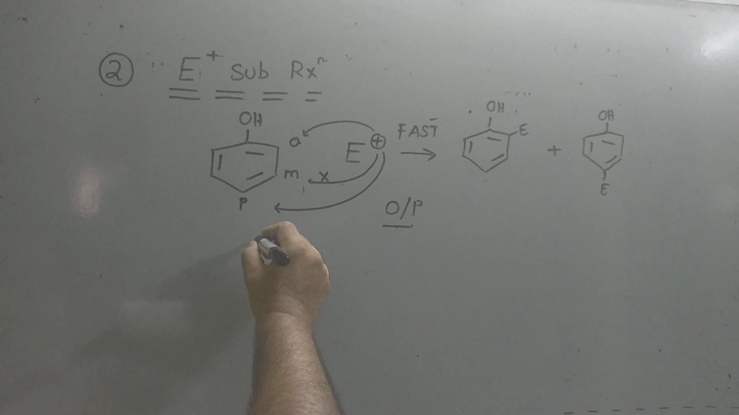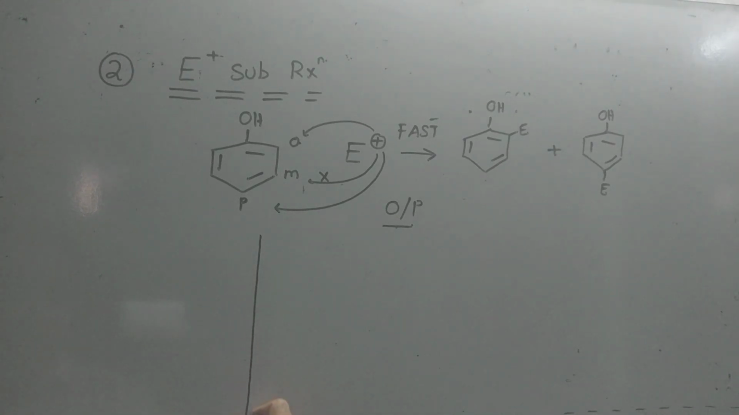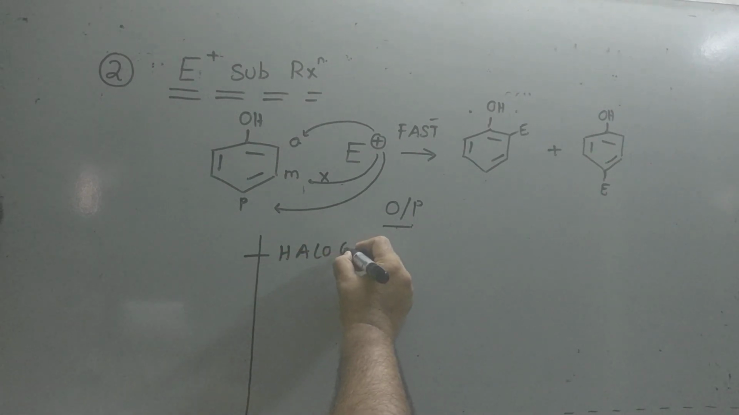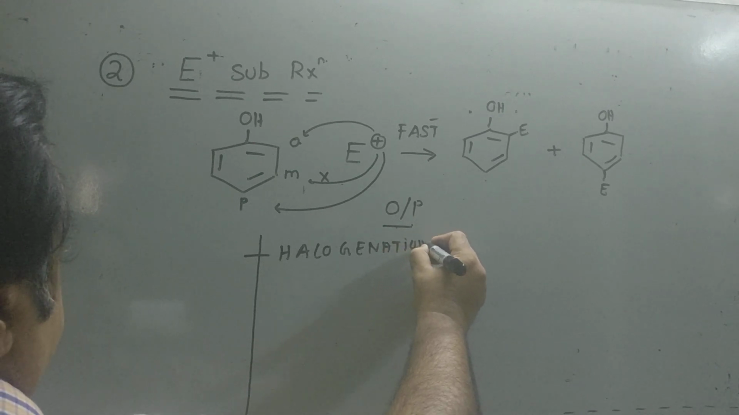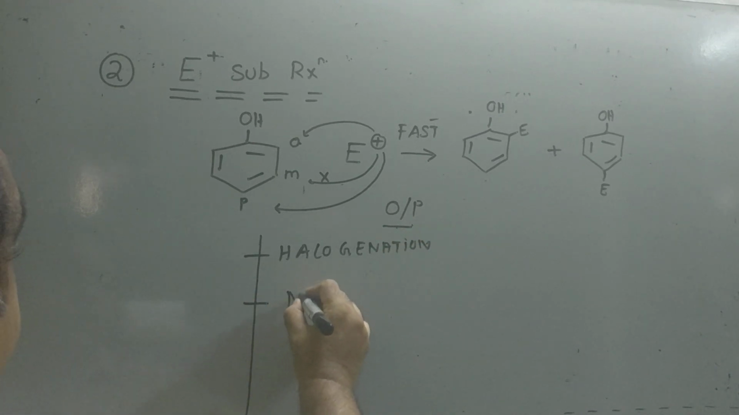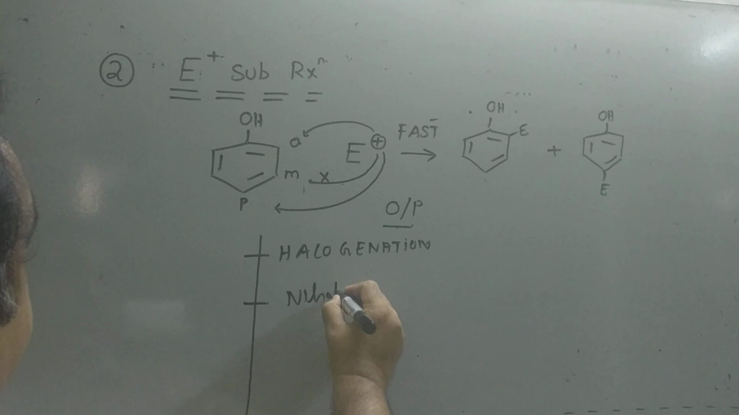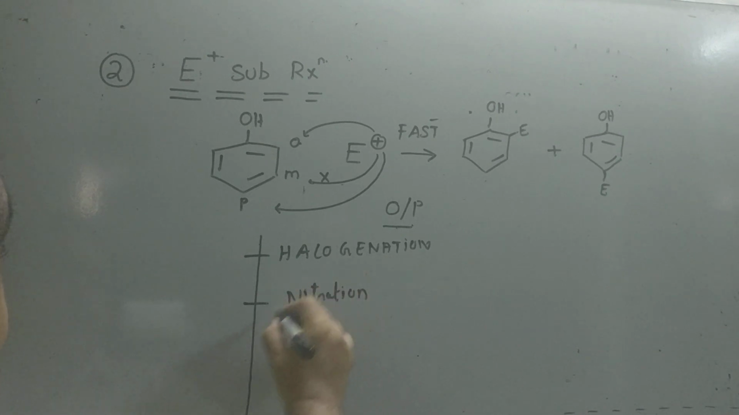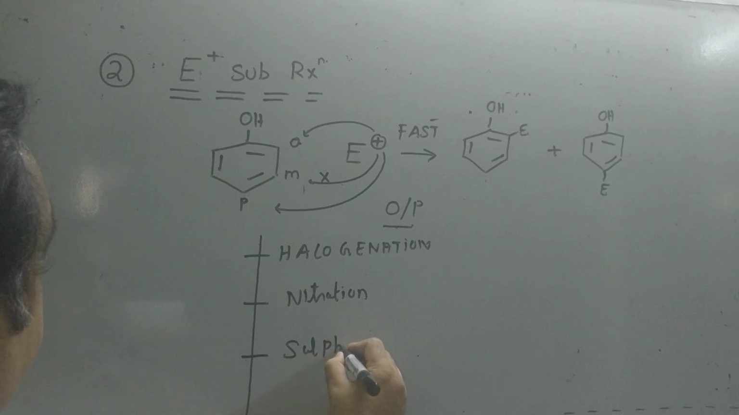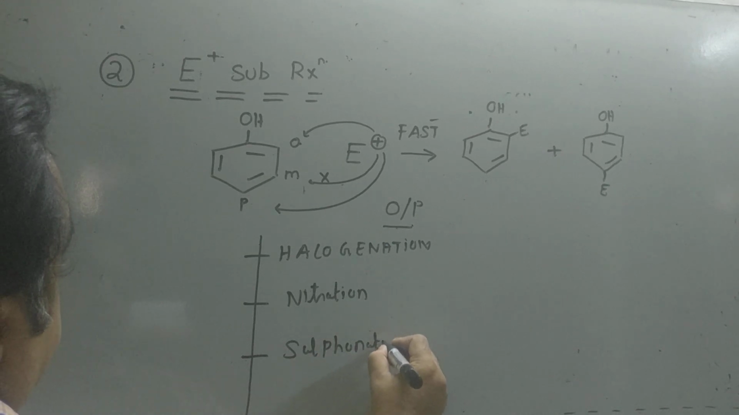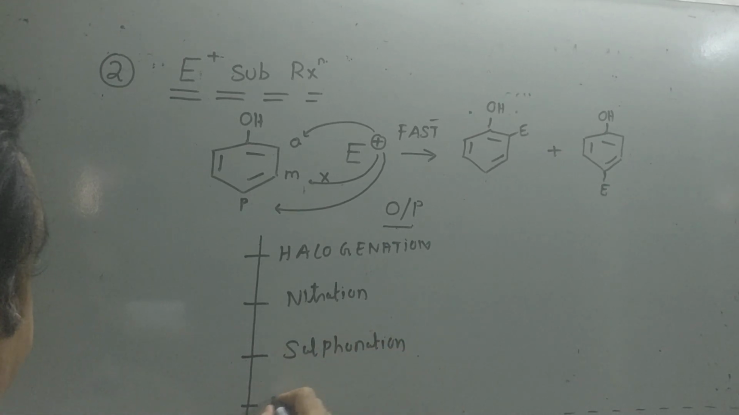As I told you, we will be discussing four electrophilic substitution reactions, one by one. We will discuss halogenation, nitration, sulfonation, in which the SO3H group attaches, and a reaction called Friedel-Crafts reaction.